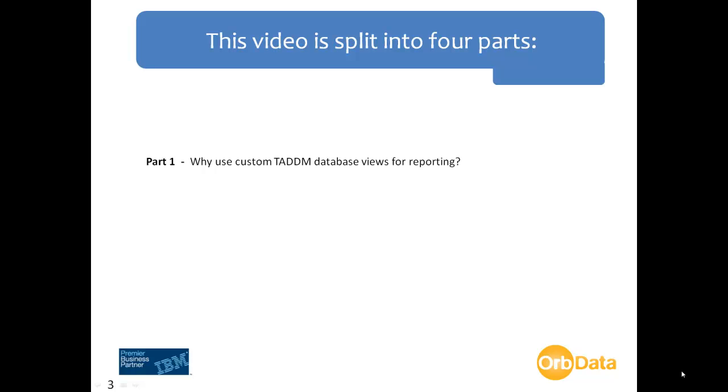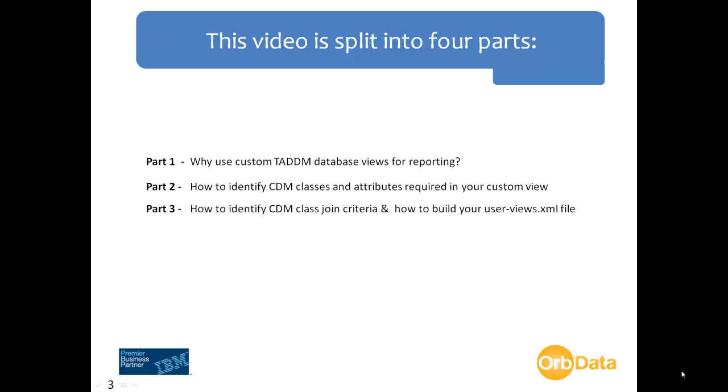The remaining 3 parts in the series use an example report requirement to demonstrate how a custom TADDM view can be used to simplify the final report query. Part 2 outlines how you would go about identifying the CDM class and attribute information required in the example report. Part 3 shows you how to identify the CDM class join criteria you'll need to use to create the custom view. It will also show you how to translate the join and attribute information you have gathered from the CDM into an XML file, which can then be used to generate the custom view.